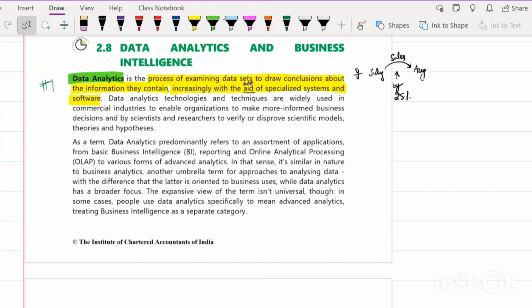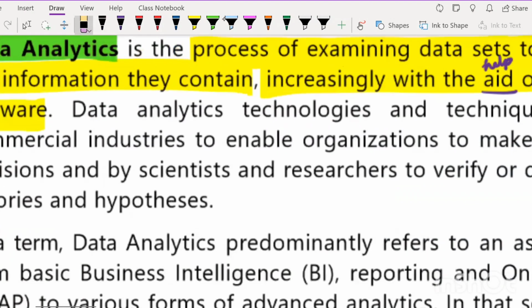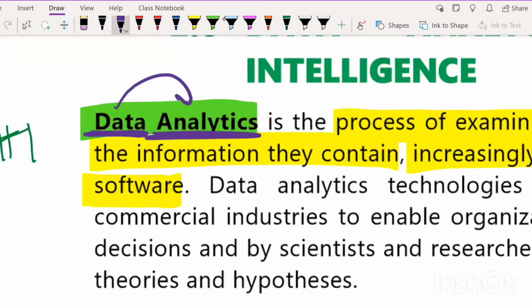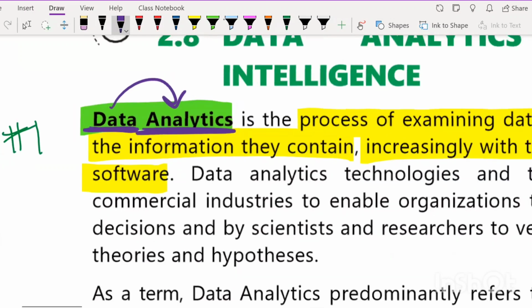Next we are going to move on to the next topic, which is data analytics and business intelligence. First, we'll study data analytics. What is data analytics? As the name itself suggests, you will be given data and you have to analyze it, whatever has been given.